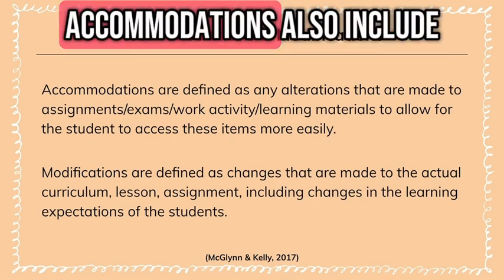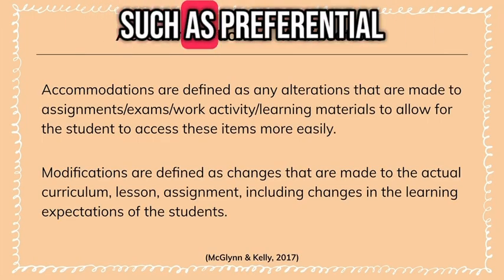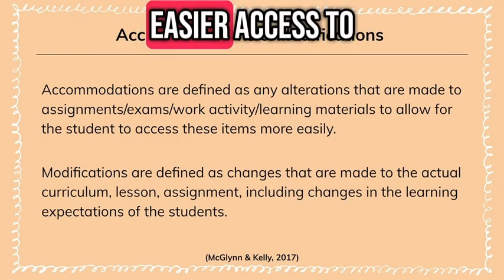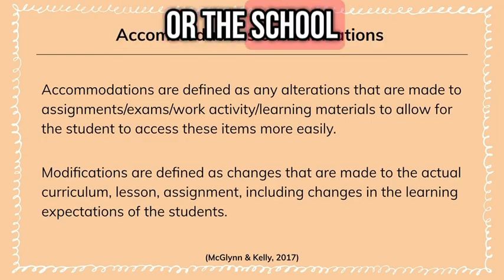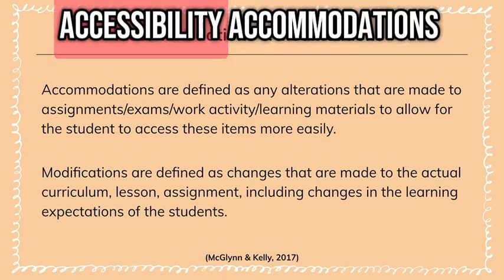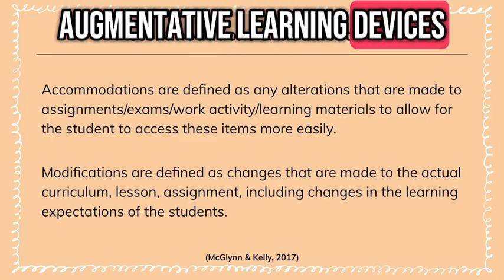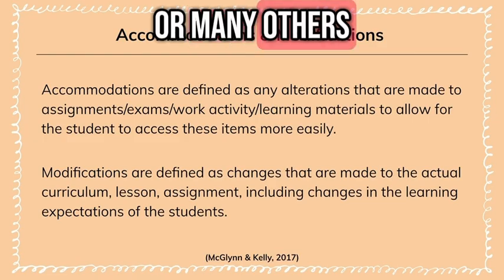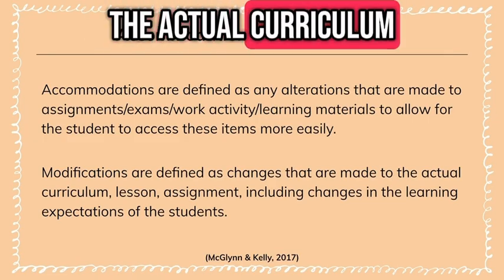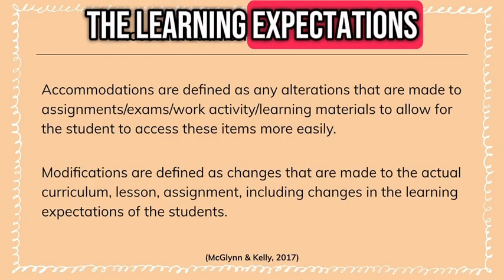Accommodations also include environmental accessibility through the classroom environment, such as preferential seating or equipment for the student to use that would allow them to have easier access to the learning activities or the school environment. Examples of those environmental accessibility accommodations would be accessible scissors, augmentative learning devices, rotating cushion seats, or many others. Meanwhile, modifications are defined as changes that are made to the actual curriculum, lesson, or assignment, including changes in the learning expectations of the students.